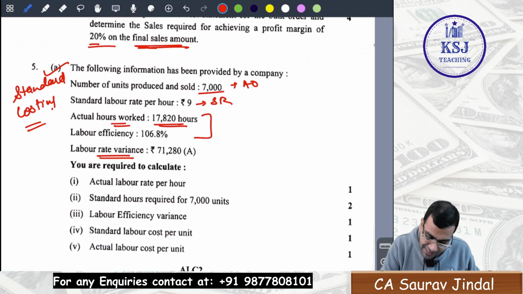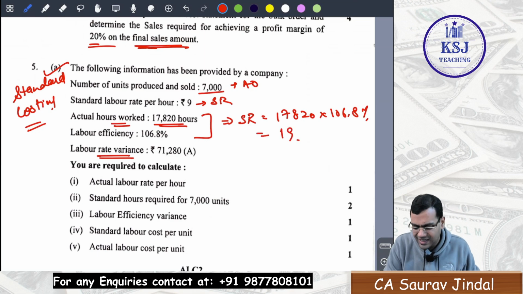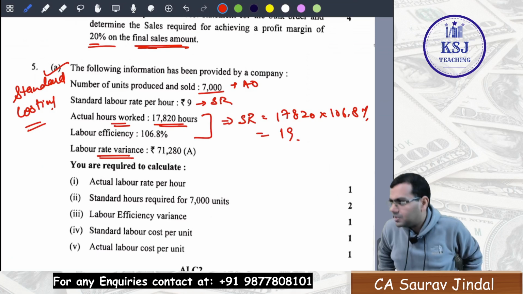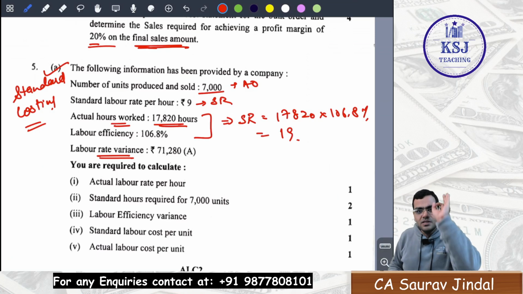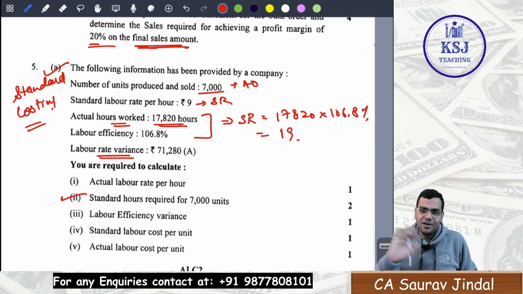So combining this, what will be your standard hours then? 17,820 into 106.8%, something 19,000 something figure will be there. This was the only point, this B part. Rest everything you can calculate, I know. Rest everything is easy. Everything is given.